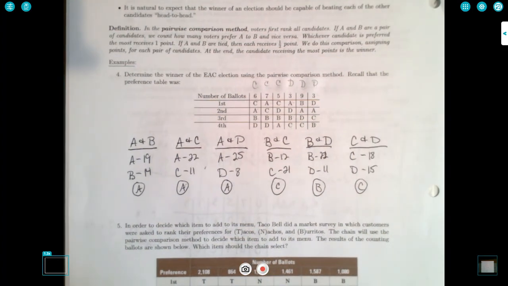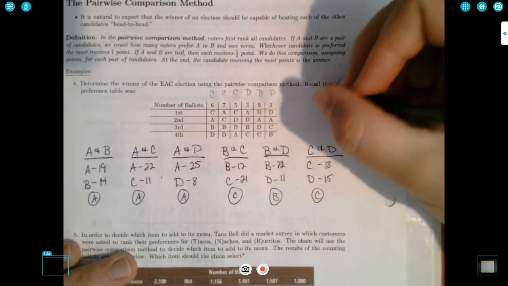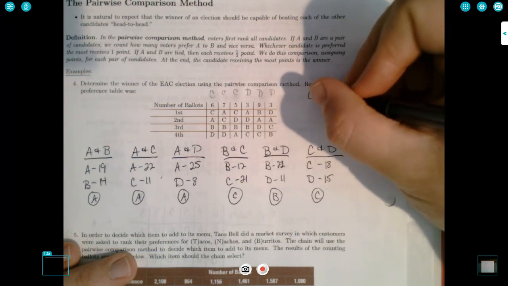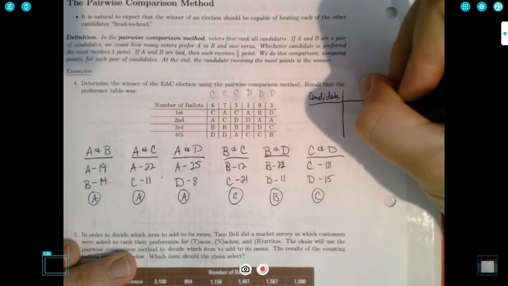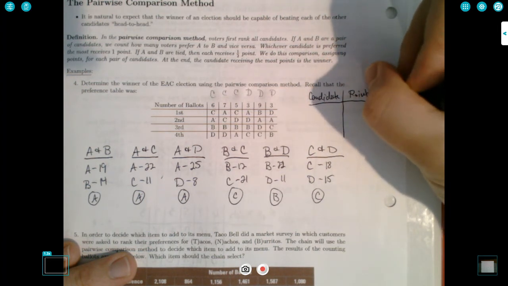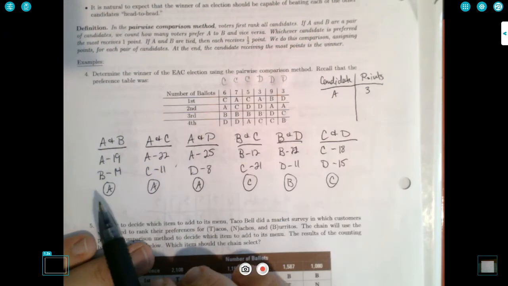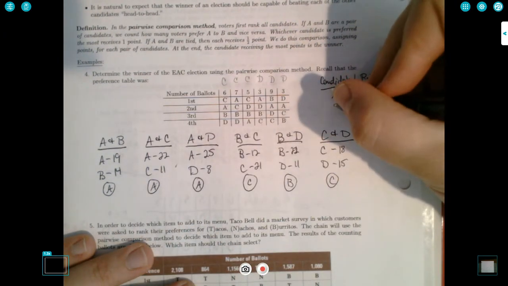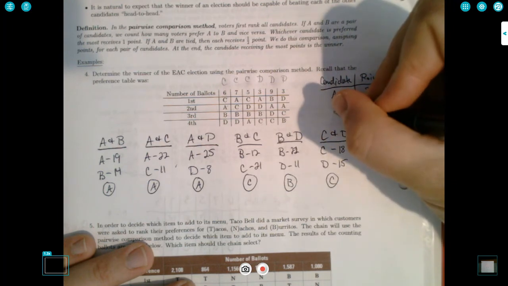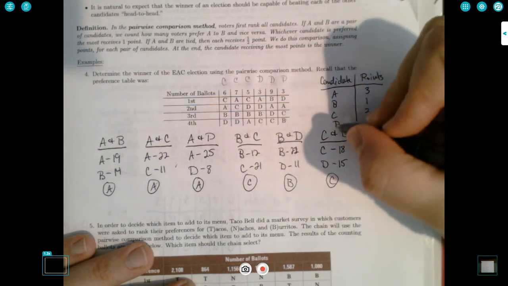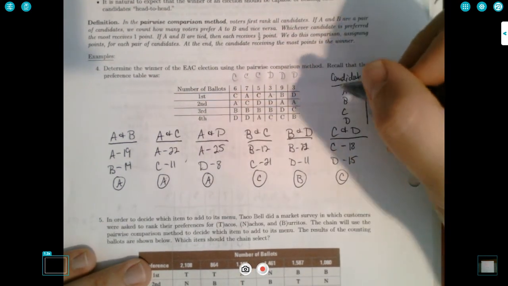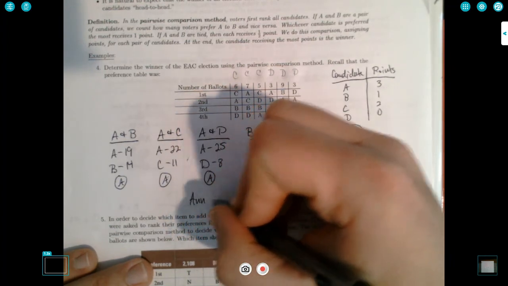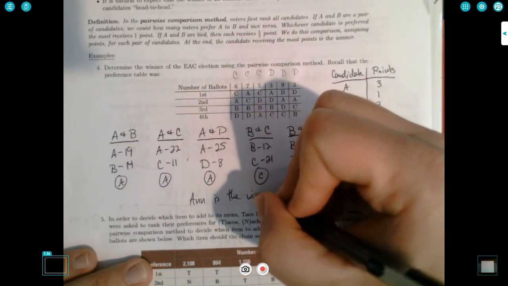Anyway, so the winner here, so notice that if I make a little table, right, candidate and points, candidate A gets 3 points because they would win 3 of the head-to-head races. Candidate B gets 1 point, candidate C gets 2 points, and candidate D gets 0 points. So A is the winner, right? So Anne is the winner.